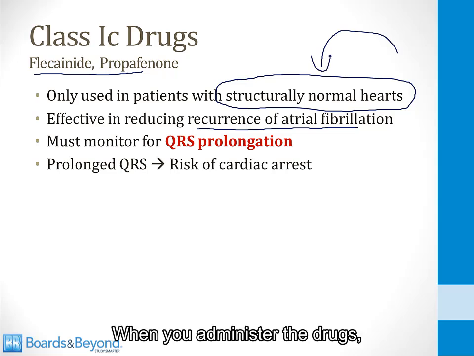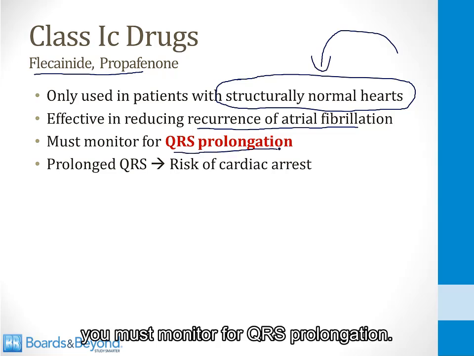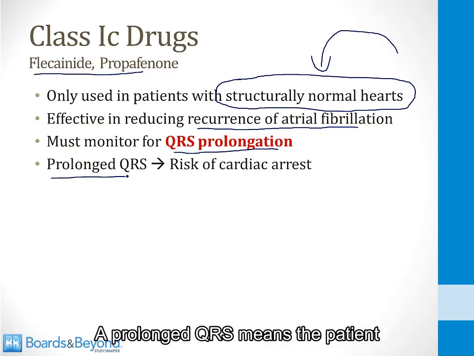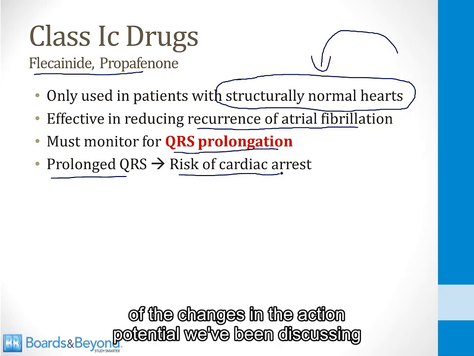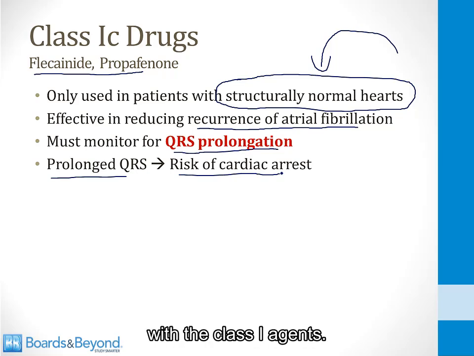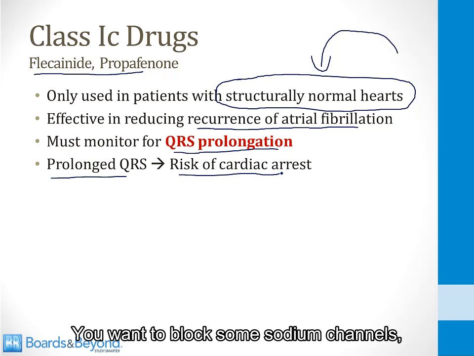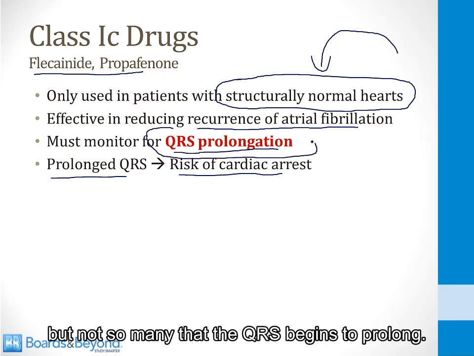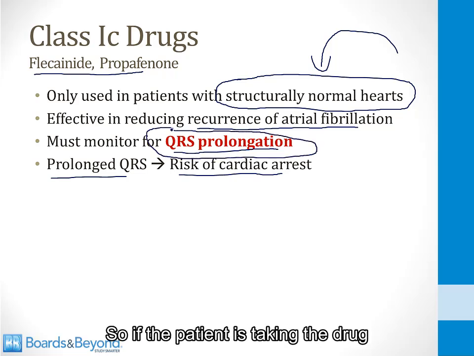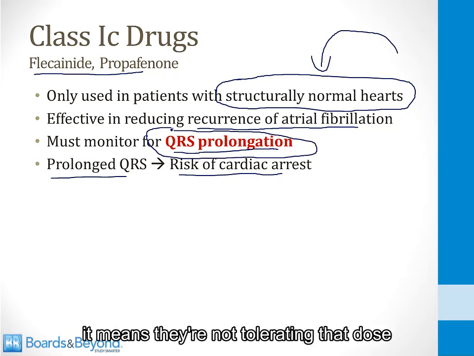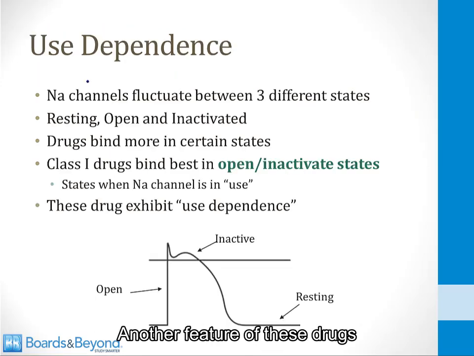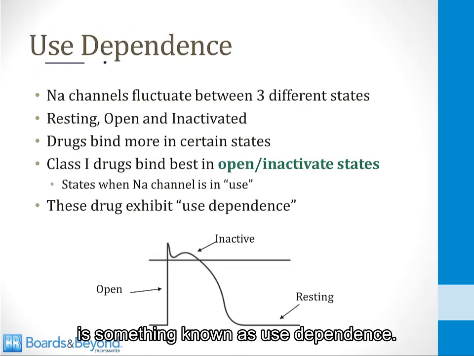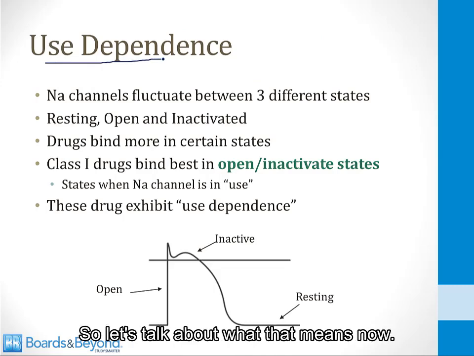When you administer the drugs, you must monitor for QRS prolongation. A prolonged QRS means the patient is at risk of cardiac arrest, and this is a real-life implication of the changes in the action potential we've been discussing with the class 1 agents. You want to block some sodium channels, but not so many that the QRS begins to prolong. So if the patient's taking the drug and the QRS begins to prolong, it means they're not tolerating that dose, and you need to modify the therapy. Another feature of these drugs is something known as use dependence, so let's talk about what that means now.